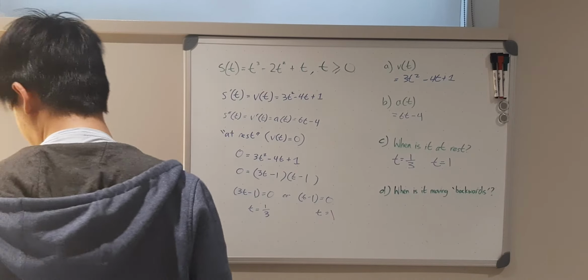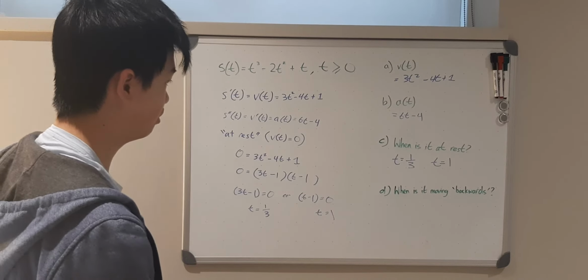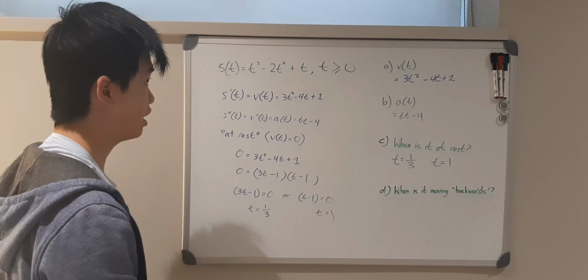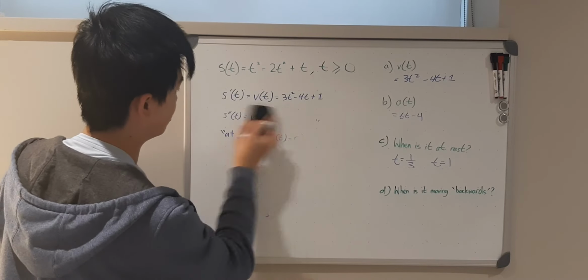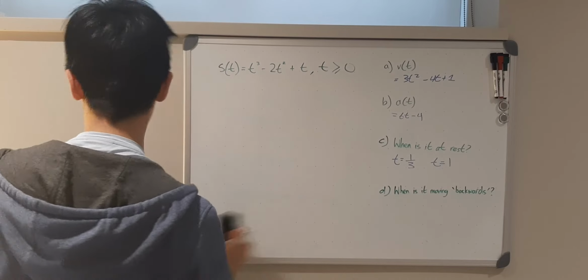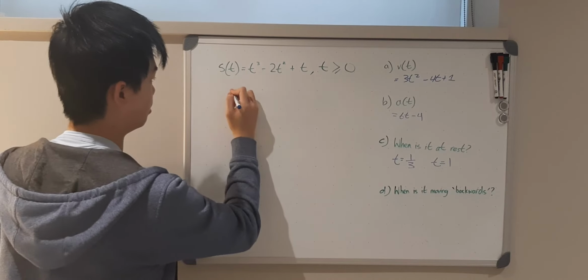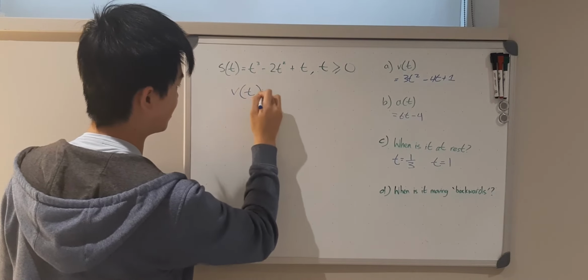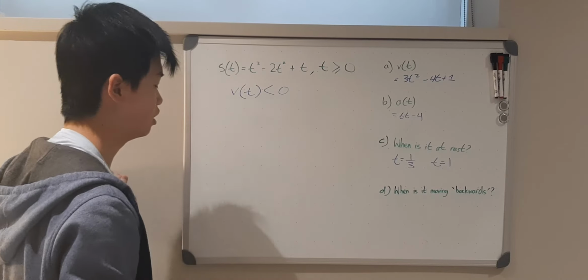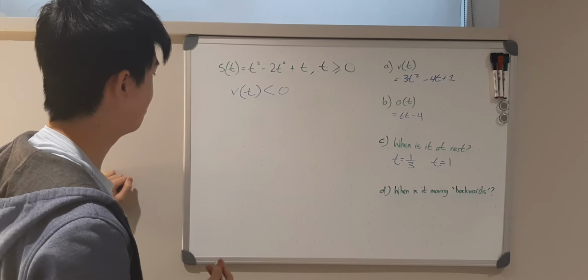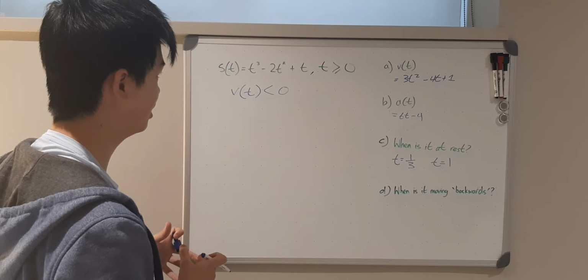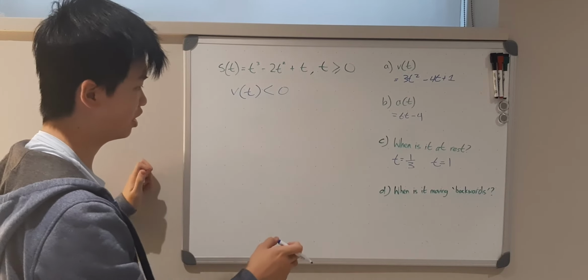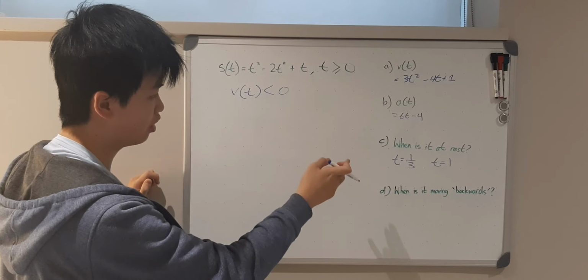Okay, so now let's solve for when it is moving backwards. Well, the particle is moving backwards when v of t is less than 0. But before we plug this in and try to solve, let's take a look at our resting points.